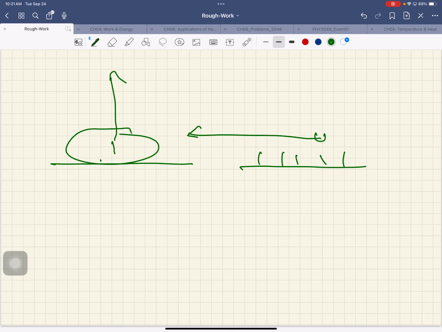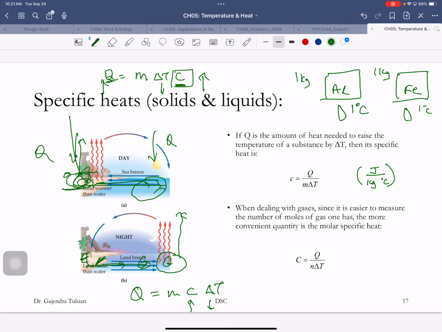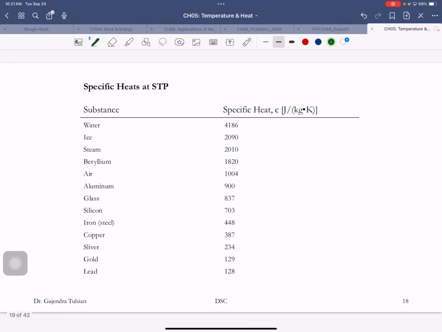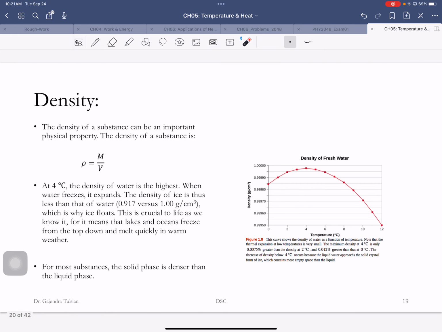All right, so now we've learned how breezes happen. This is an extremely important number: the specific heat of water is, like I said, 6 times greater than that of land. The specific heat of water is a very important number that plays in our lives. All right, now I'll tell you a story that's sort of relevant to life.